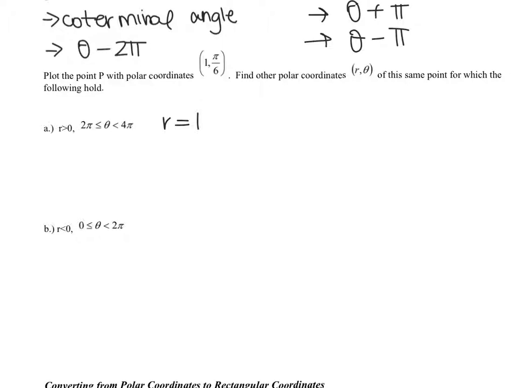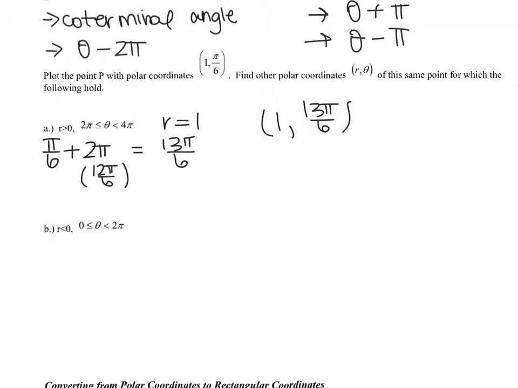So r is going to stay 1. But we want to find those values of theta, but this time we want them in between 2 pi and 4 pi. So one way is to find a coterminal angle. If I take pi over 6 and I add 2 pi to it, that will give me a coterminal angle. 2 pi is the same thing as 12 pi over 6. So I can get 13 pi over 6. So one point would be (1, 13 pi over 6).